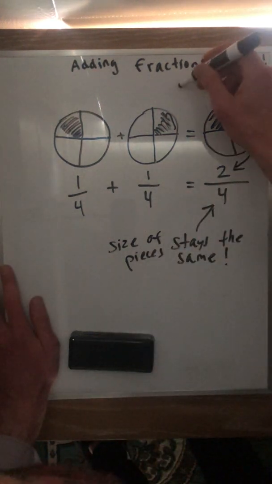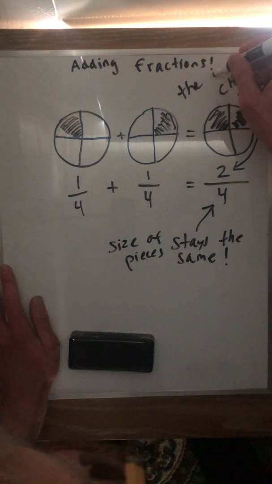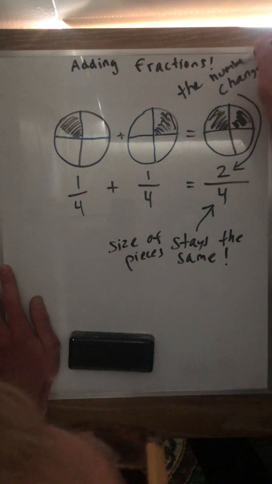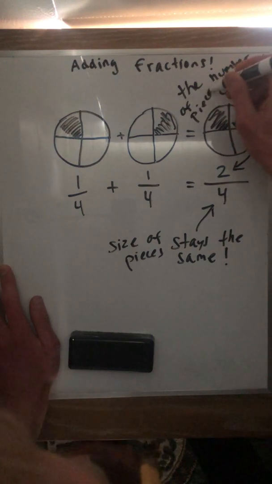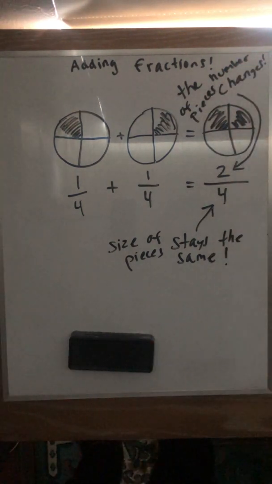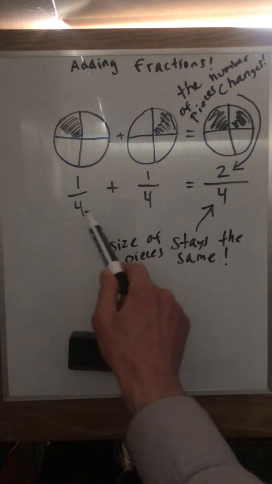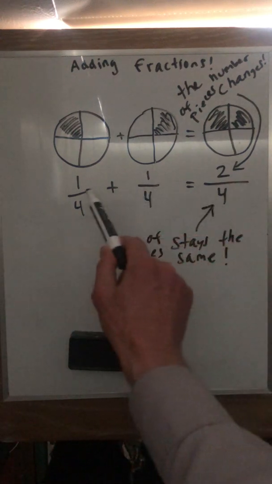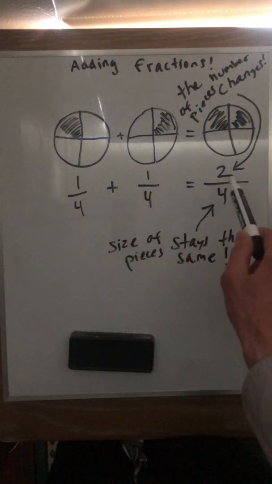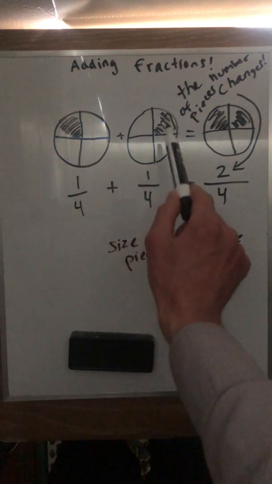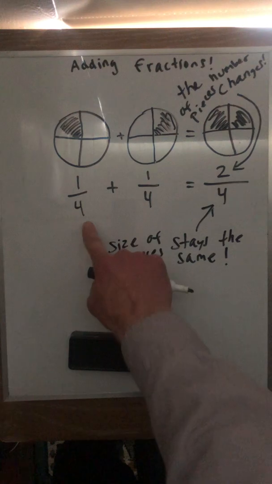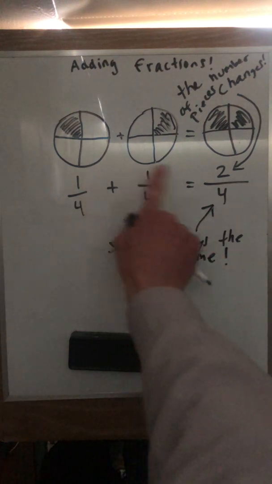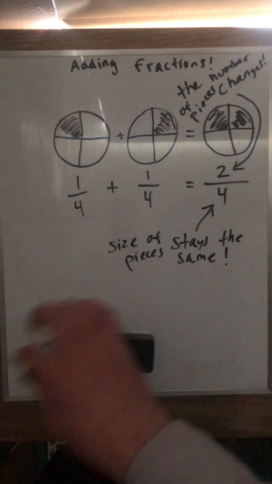But the number of pieces, that makes more sense. The number of pieces changes. So the size stays the same. Yeah, we're talking about fourths. But the number of them, how many do you have? Well, that changes. I used to only have one, then I got one more. Now I've got 2. 1/4 plus 1/4 is 2/4. So these stay the same, but you just add these numbers up. 1 plus 1 is 2. So that's pretty easy, right? 1 plus 1 is 2.